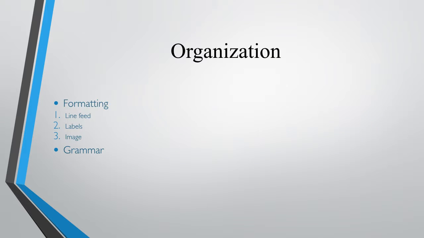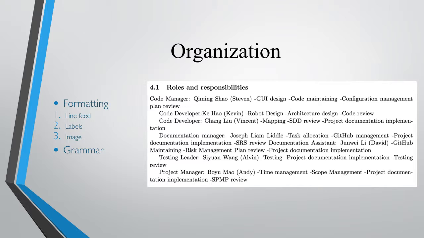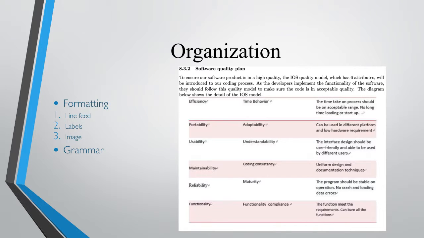We have some problems in our organization. The first issue is formatting. In the roles and responsibility section, the line spacing is not so good. And in the ISO model, we just miss the label of the image, and the image is not of high quality. The reader may feel so confused about this image. The last issue is grammar. There are so many international students in our group, so the grammar issue might be very important.